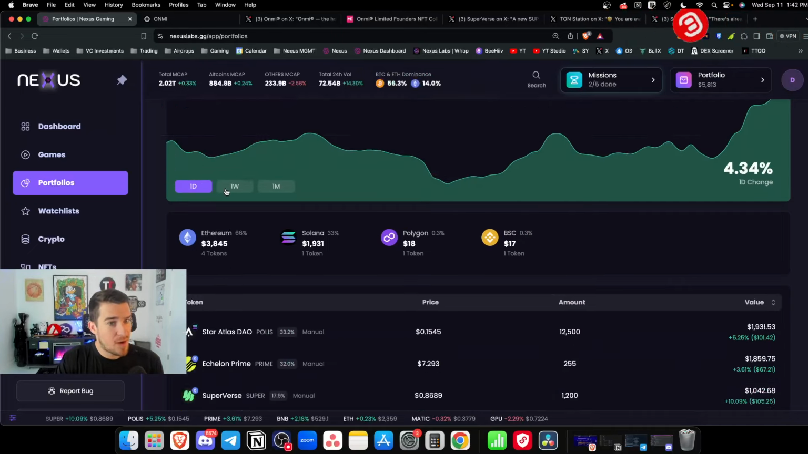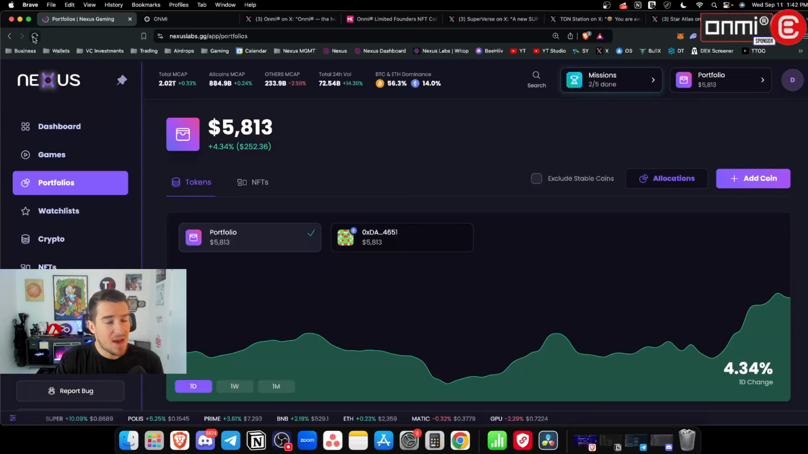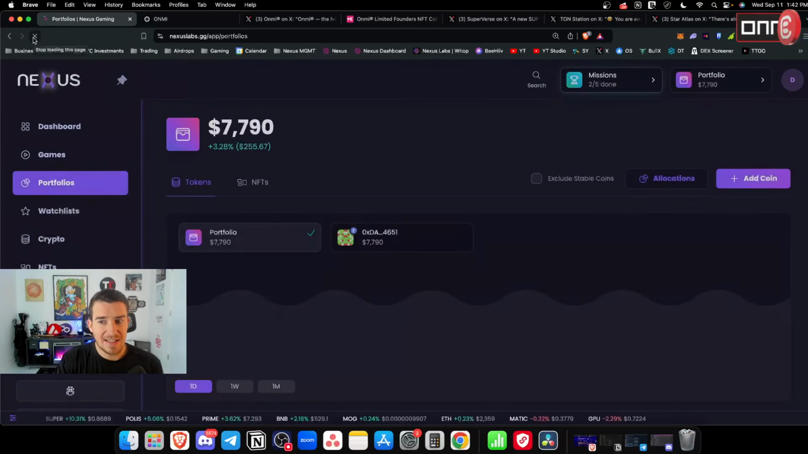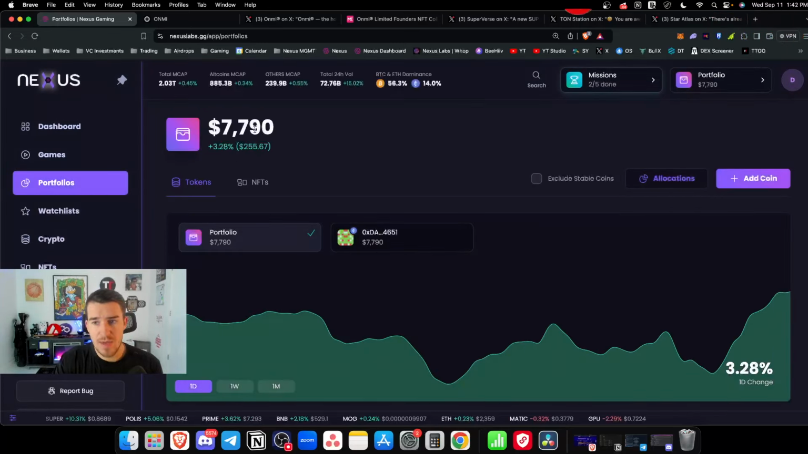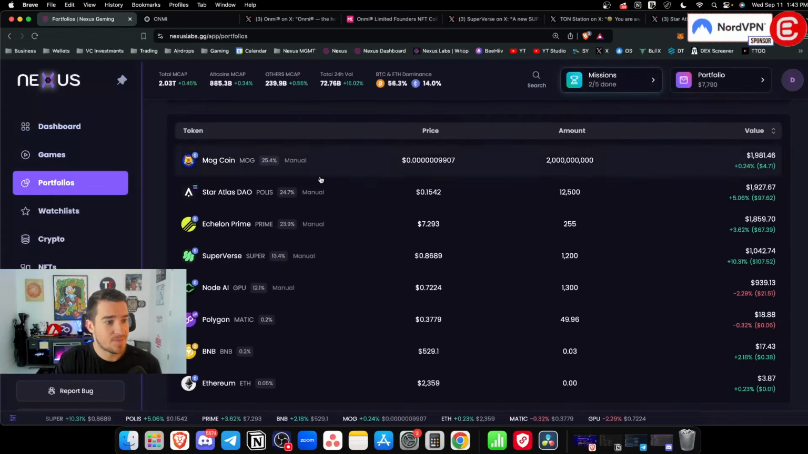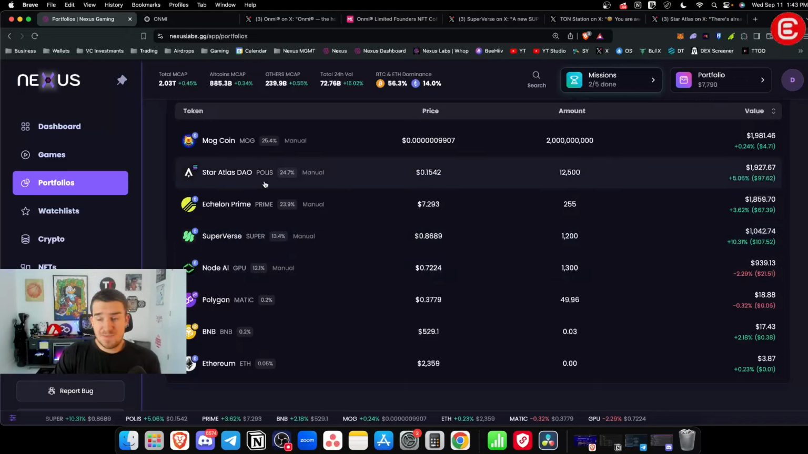And then if we refresh this, I think we have a couple grand left to allocate here. Yeah. So we have $2,200 left to allocate here. And I like my exposure so far. Mog, Polis, Prime, Super, GPU. We don't want to go into 10 tokens, which is why I've doubled up.